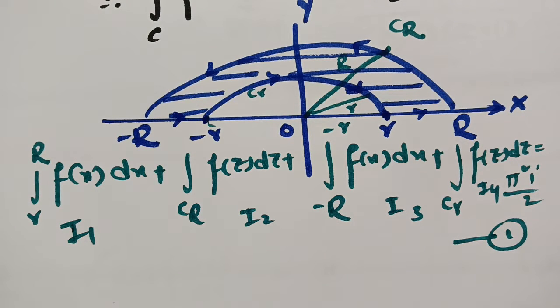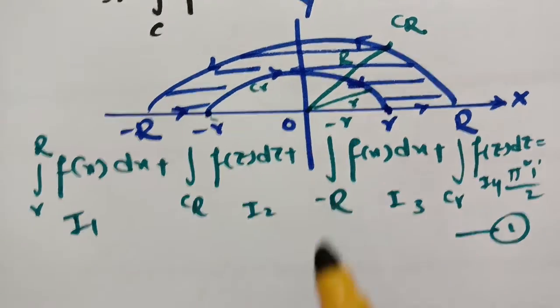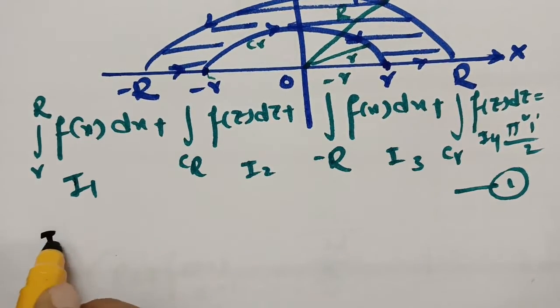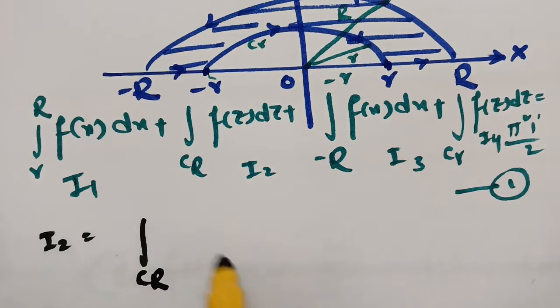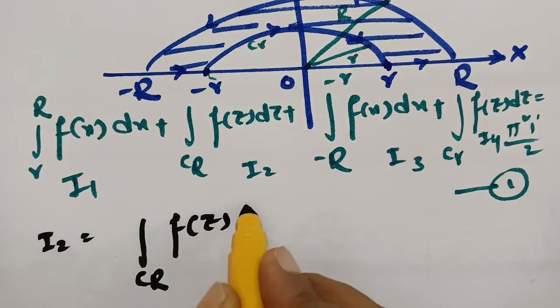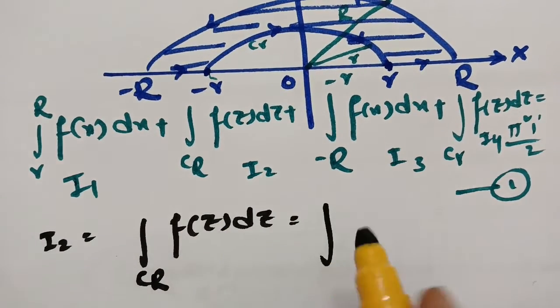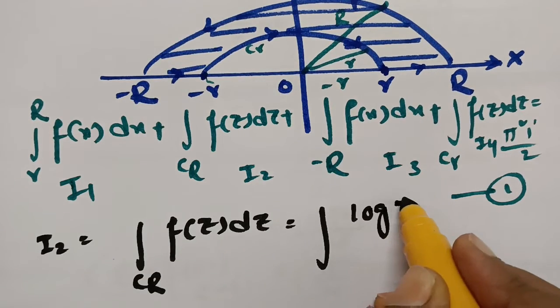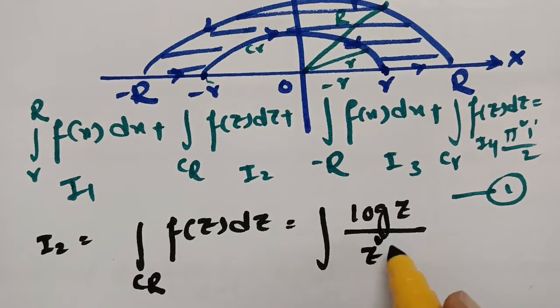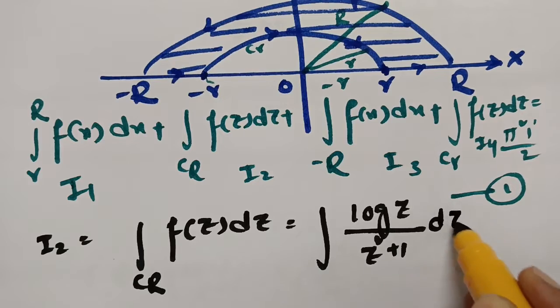So first thing, I'm going to take I2. So I2 is nothing but, see, what is our second integral? The second integral is nothing but the integral over C_R of f(z) dz. So what is our f(z)? f(z) is nothing but log z by z² plus 1, dz.